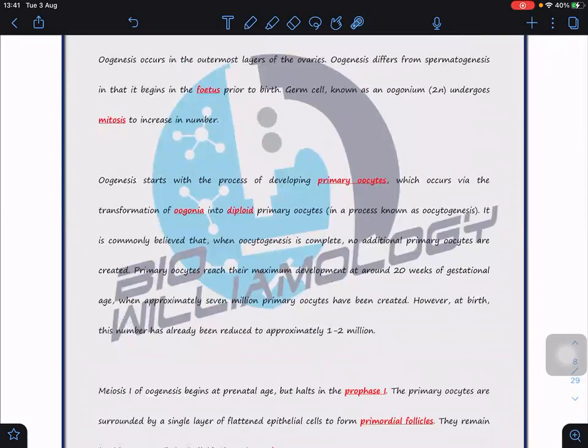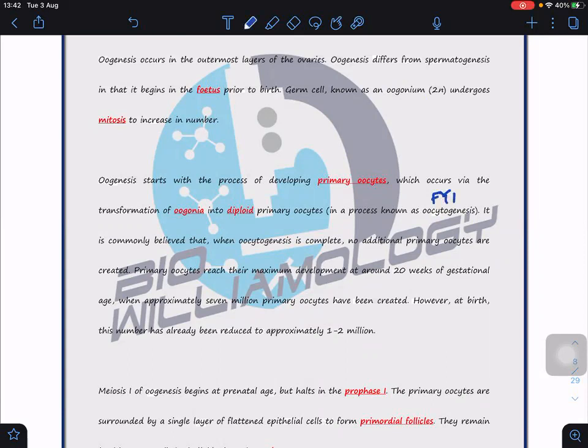So oogenesis occurs in the outermost layer of the ovary. Oogenesis differs from spermatogenesis. It begins in the fetal stage prior to birth. Germ cells, also known as the oogonia, undergo mitosis to increase in number. Oogenesis starts with developing the primary oocyte, which occurs via the transformation of oogonia into the diploid primary oocyte. This process is known as oocytogenesis. This is extra information, so no need to actually remember this.